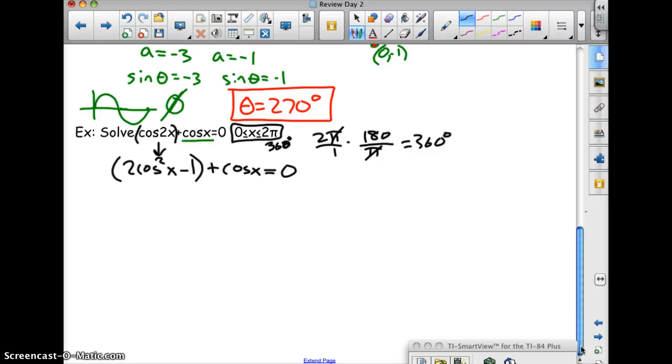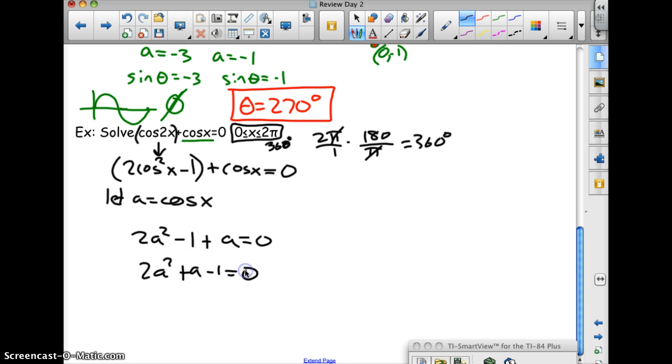Okay, so now I have a cosine squared, so I'm going to try my let a equal cosine x this time. Okay, let a equal cosine x, and then I get 2a squared minus 1 plus a equals 0. I'm going to write this in order, 2a squared plus a minus 1 equals 0, and then I'm going to try and factor this guy. So it's going to be 2a and a equals 0. I want this to be a plus 1 and a minus 1 because then I do outers and inners. That will multiply, that will add up to give me plus a. Okay, so there it is.